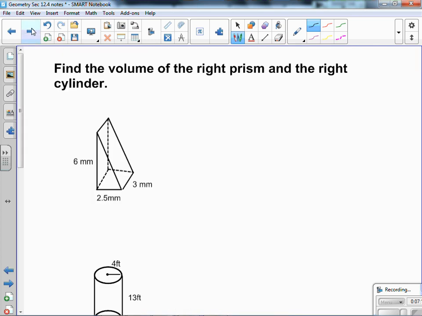Alright, moving on to some actual examples here now. Find the volume of the right prism and the right cylinder. Alright, so first one here, we have a rectangular prism.